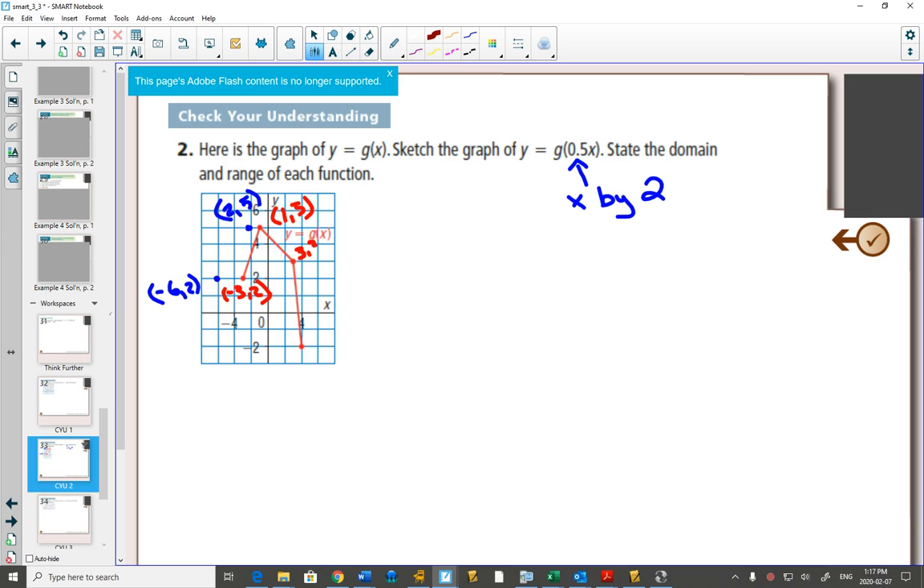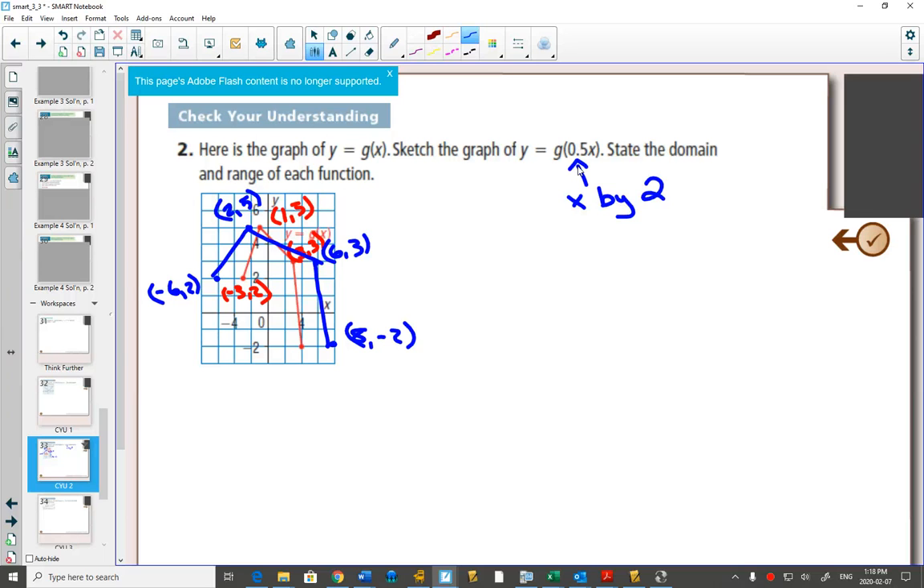Here we have 3, 3. So that becomes 6, 3. And finally, this one is 4, -2. We are now going to get 8, -2. Connect the dots as best as you can. And you have stretched it horizontally.